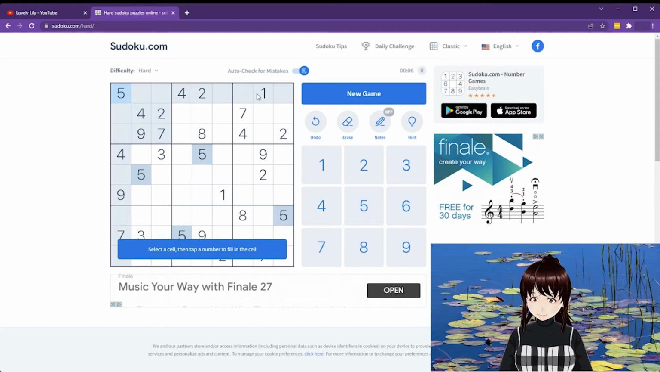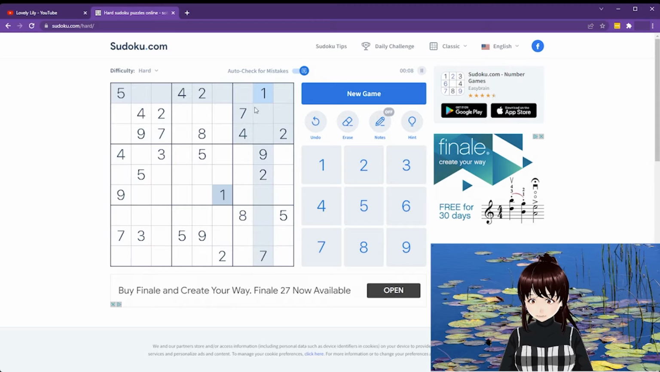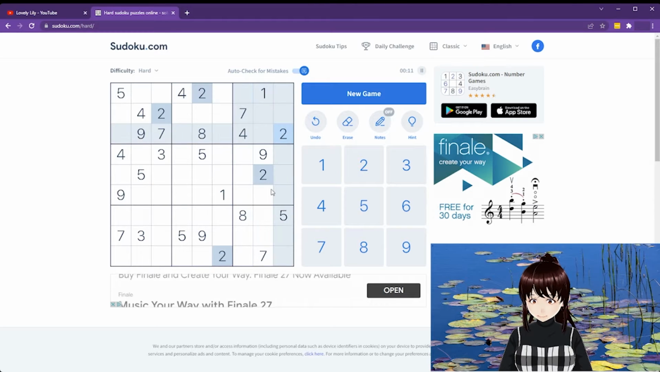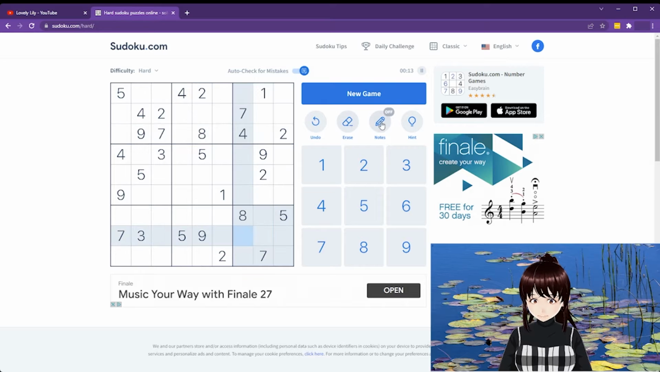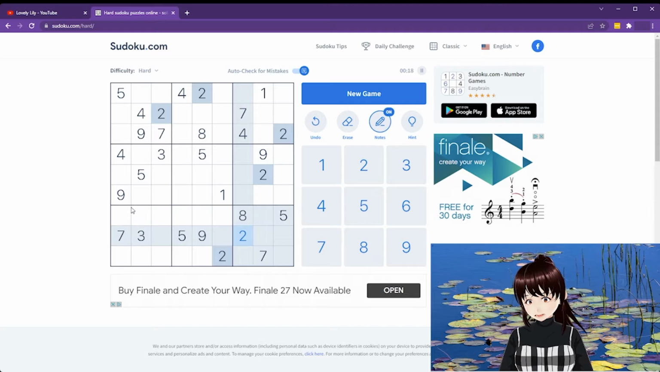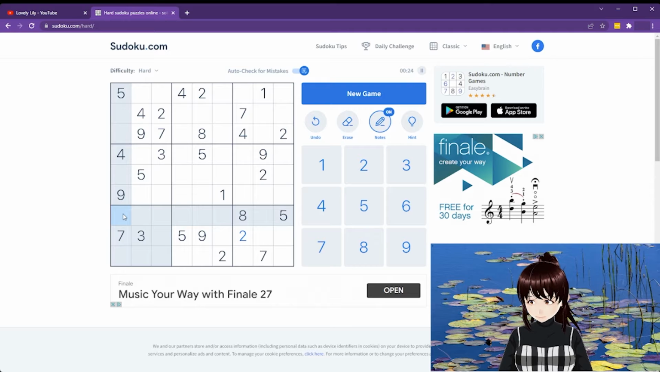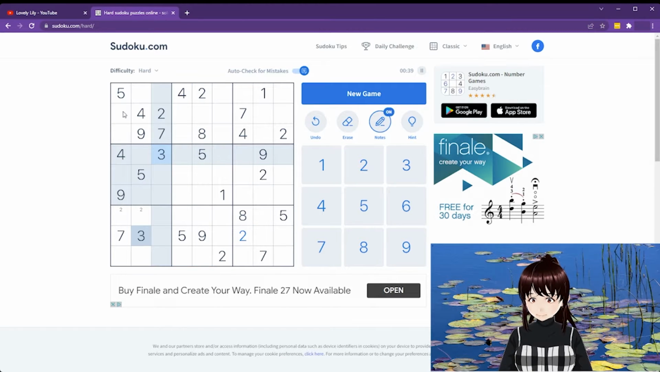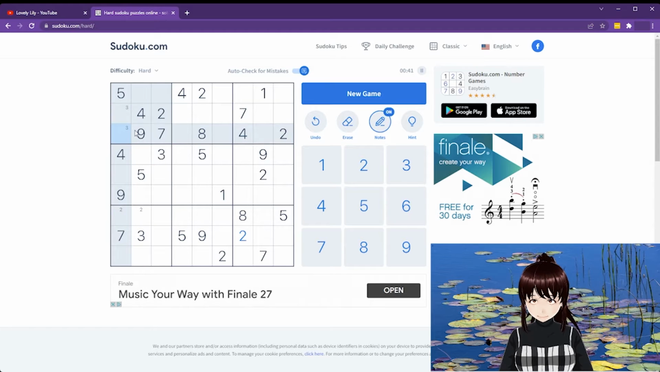So let's see. Where do we start? We have ones. We have twos. Ooh, that's a two. Let's see. These are twos. Okay, now how about threes? These are going to be threes right here.